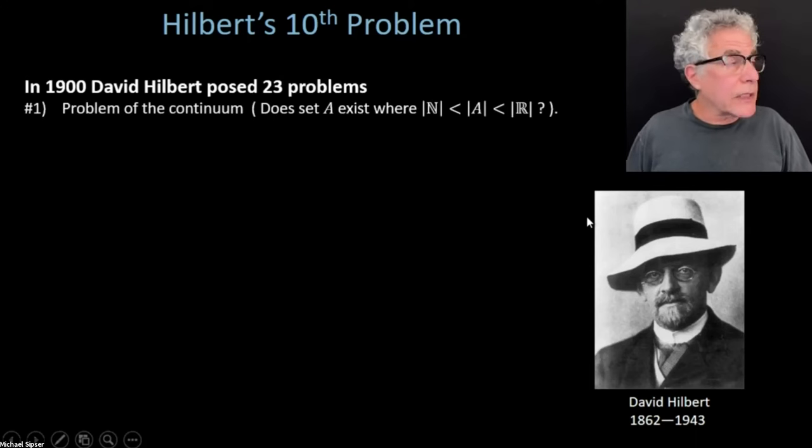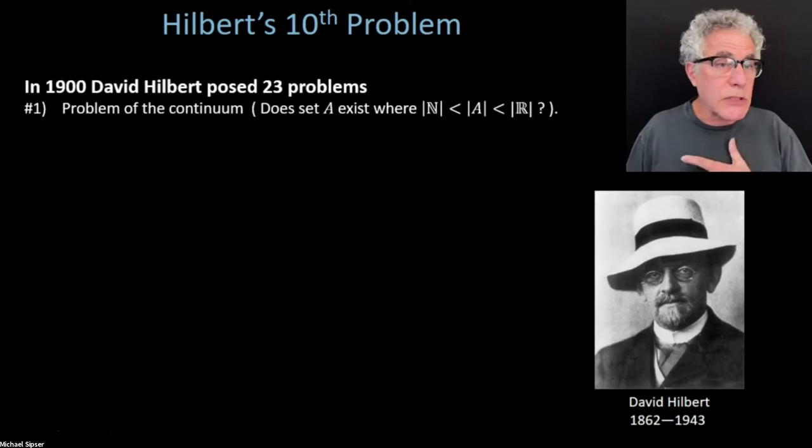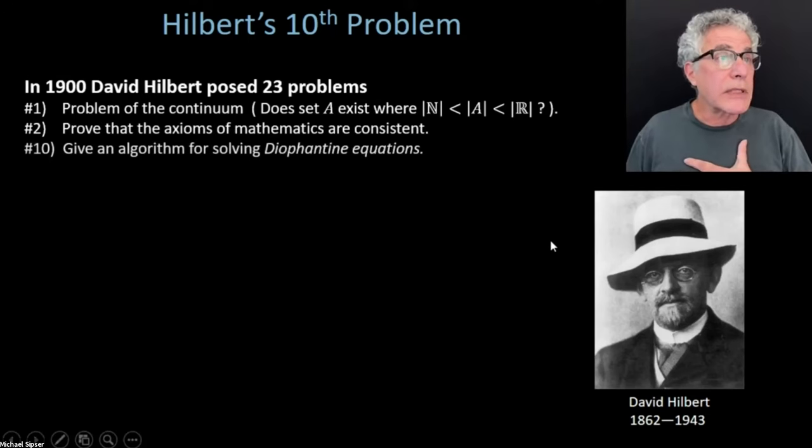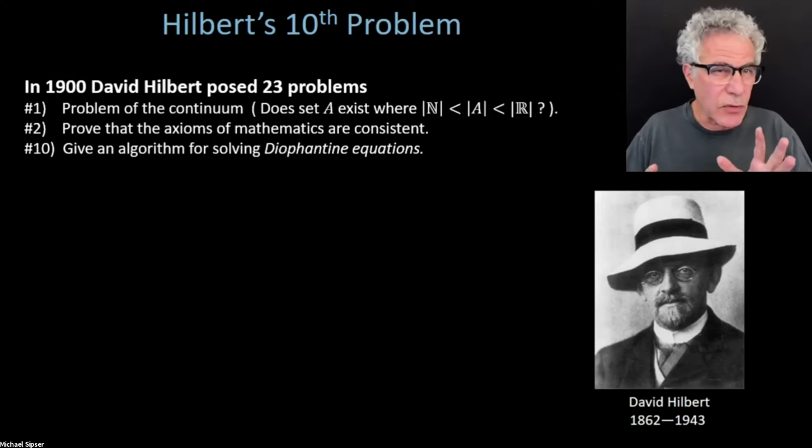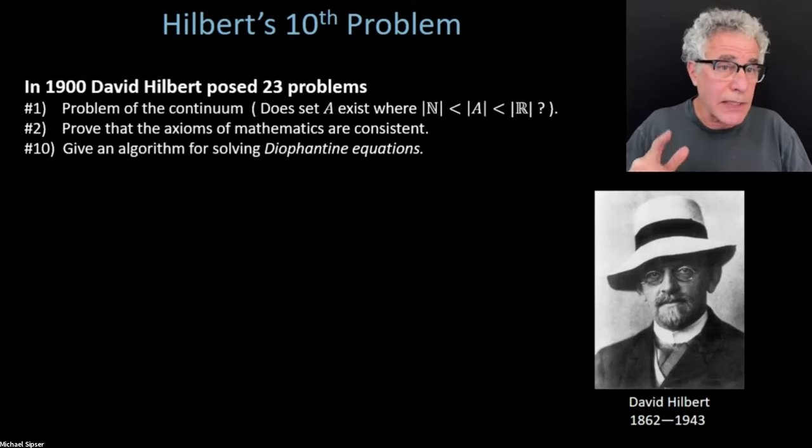We're running a little short on time, so I'm not going to go into them. Some of these we'll talk about later. But the 10th problem here is about algorithms. The 10th problem on Hilbert's list, often called Hilbert's 10th problem, is a problem about algorithms. It says, give an algorithm for solving what are called Diophantine equations. He didn't call it an algorithm. He called it a finite procedure or something like that. But what are Diophantine equations? I'm glad you asked.